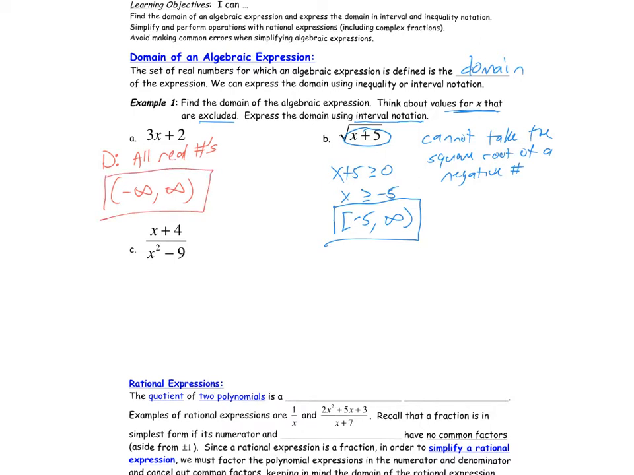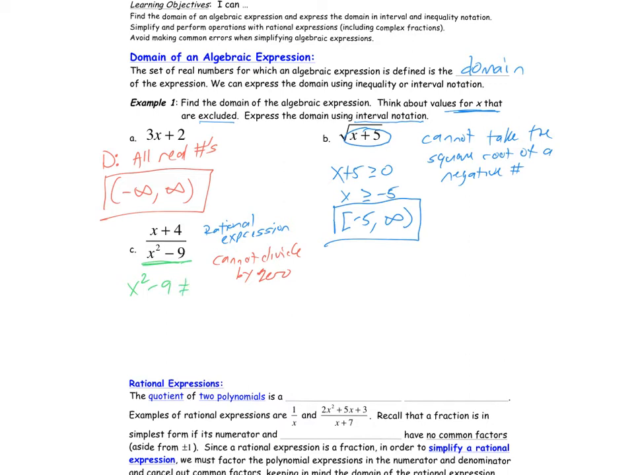And the third expression, we have a rational expression, right? We have the ratio of two polynomials. So this is a rational expression, which we are going to talk about a little bit more in this lesson. So the issue here with a rational expression is it's the same thing as with a fraction, which is we cannot divide by 0. That will be undefined. So we're going to focus on the denominator here, which is x squared minus 9, and we want to find out values that are excluded. Those would be the values that make the denominator 0.